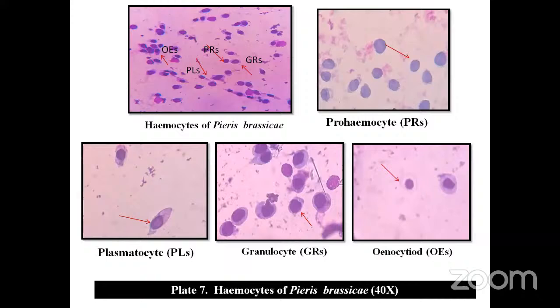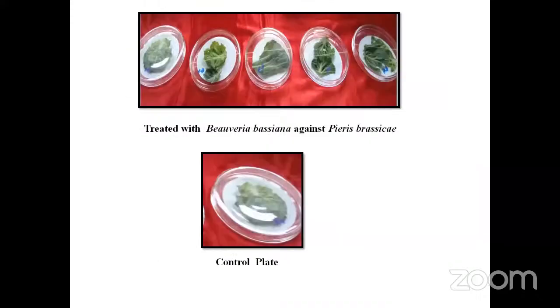And here we can see the hemocytes of the Pieris brassicae. Prohemocytes are round cells with a round nucleus, and plasmatocytes are spindle shaped with a round nucleus, and granulocytes are round shaped with a round nucleus, and oenocytoids are round or ovoid shaped with an eccentric nucleus.